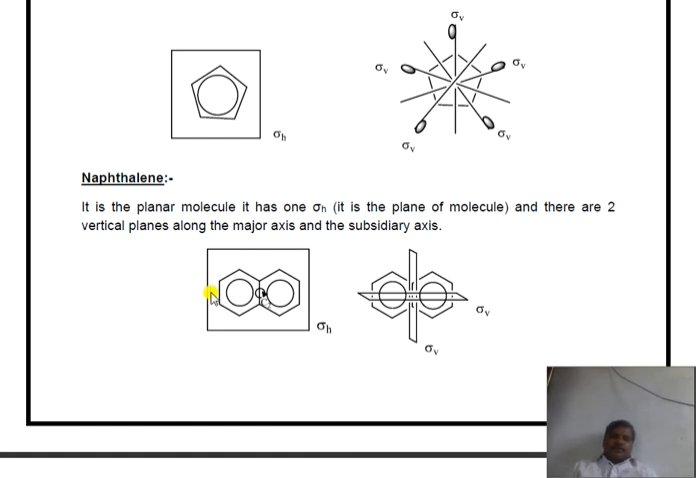Naphthalene. In naphthalene, the principal axis is C2 and there is a plane of symmetry which is perpendicular to the principal axis C2, so it is represented by sigma h. And there are two planes of symmetry which are parallel to the principal axis C2: sigma v1, sigma v2 and sigma h.